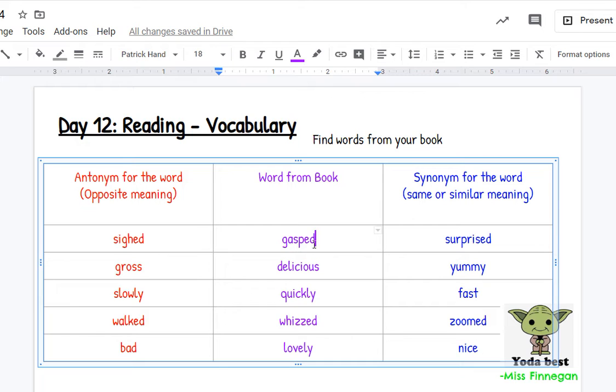She has the word gasped. Her opposite is sighed, and her synonym that she said is surprise. So when you gasp, you can be surprised. That's a similar word. Delicious is another word she found. Her antonym was gross, and her synonym was yummy. Another word that she found was quickly, and her opposite word was slowly, and her synonym word was fast.